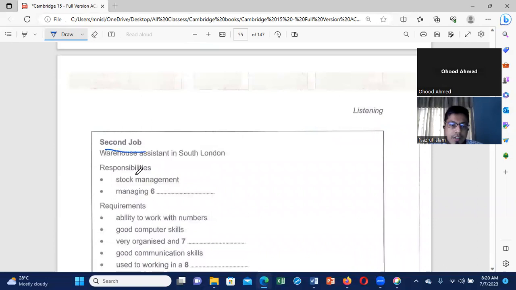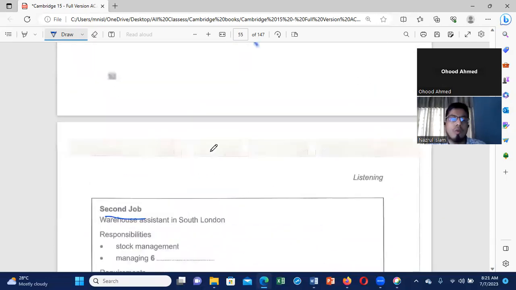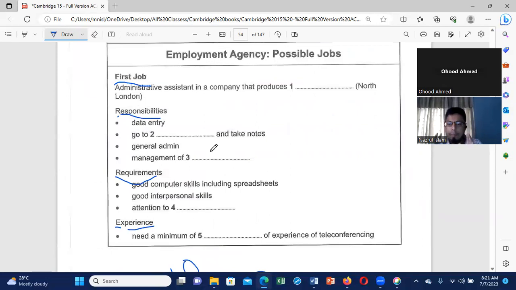Second job. Then you can see the same responsibilities, requirements, and so on. In gap completion, most of the answers are nouns. I repeat, most of the gaps. You will get the answer now. This is one instruction. The second thing you have to follow is whether it is singular or plural.